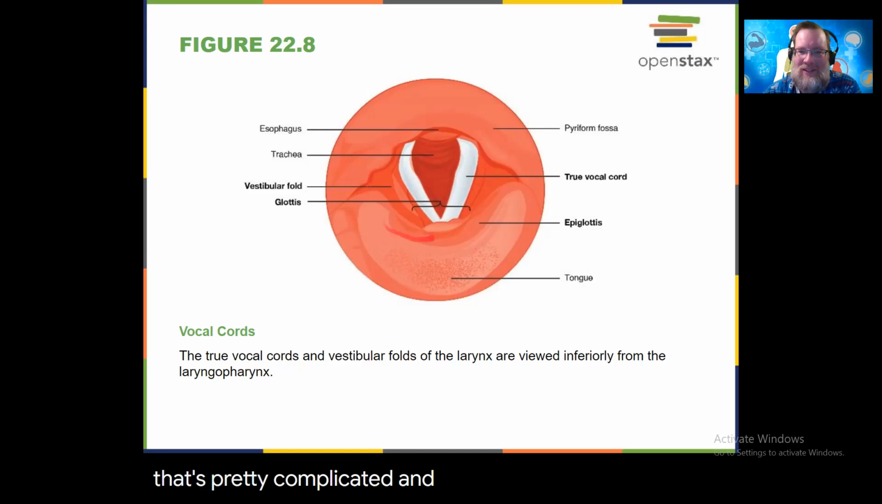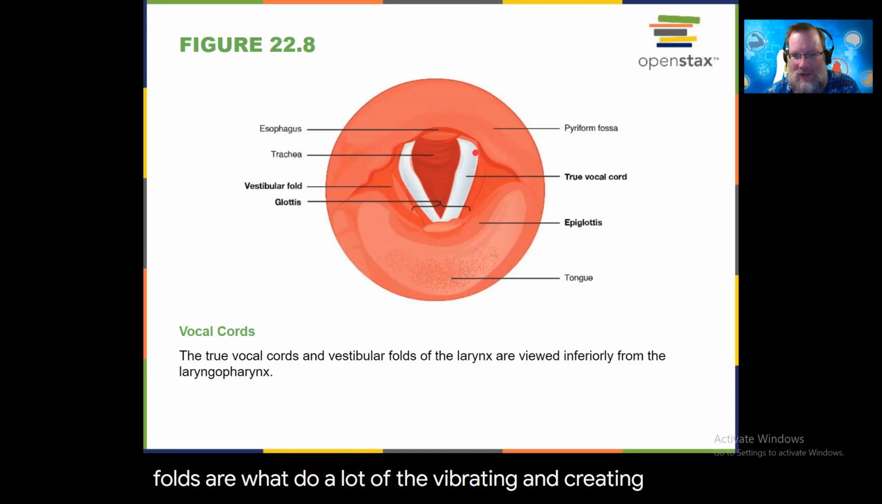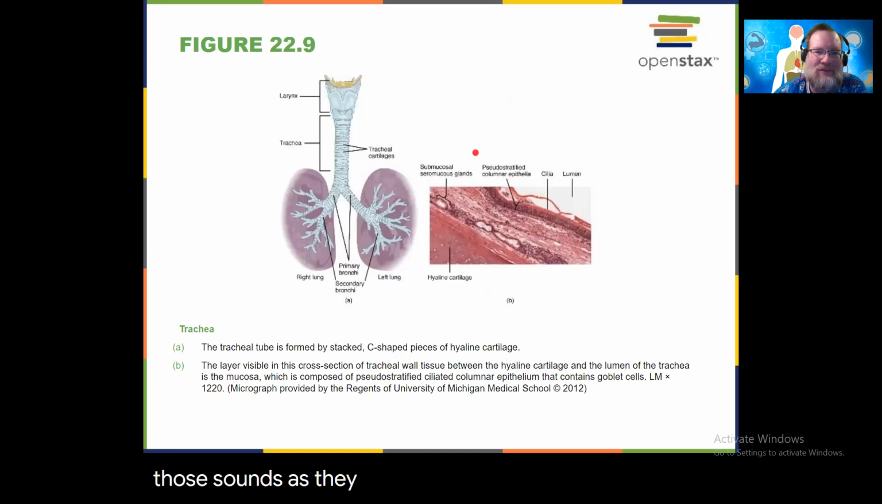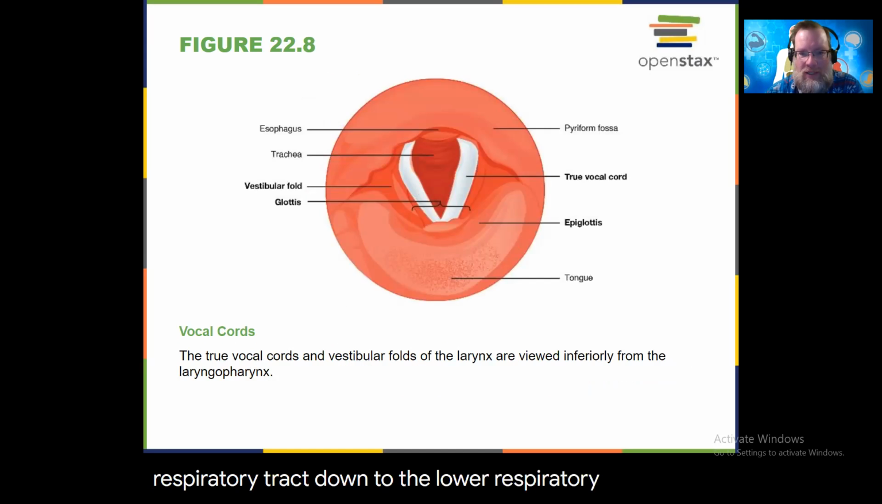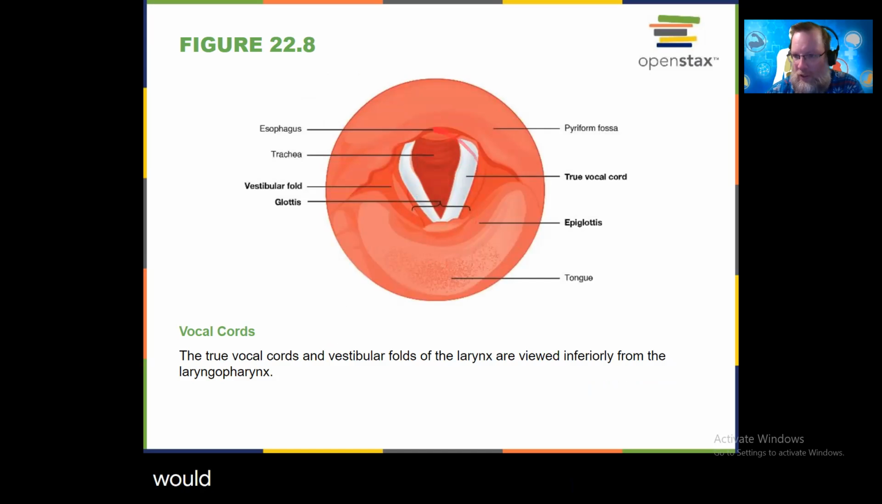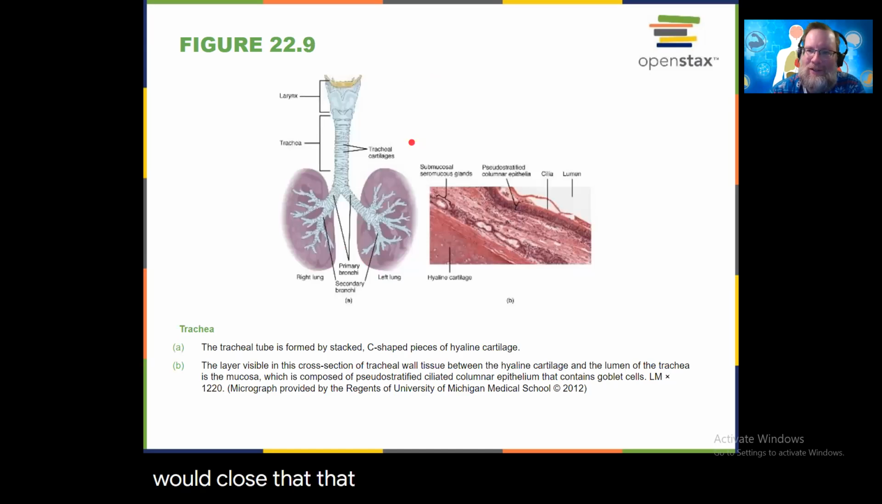And these vocal cords and vocal folds are what do a lot of the vibrating and creating of those sounds as they leave. Okay. So anyway, that's the larynx. That's the divider from the upper respiratory tract down to the lower respiratory tract. And again, you can see that opening there. The epiglottis would close that lumen, or that opening, to prevent food from going down in there.